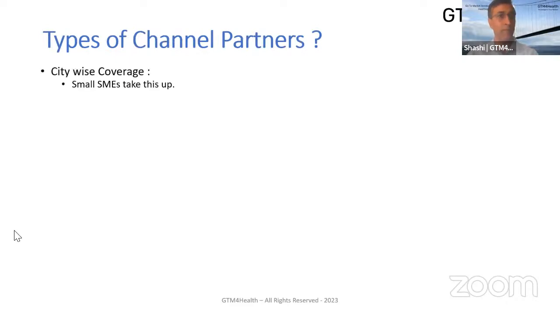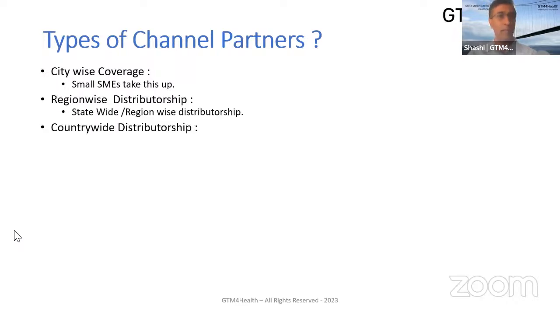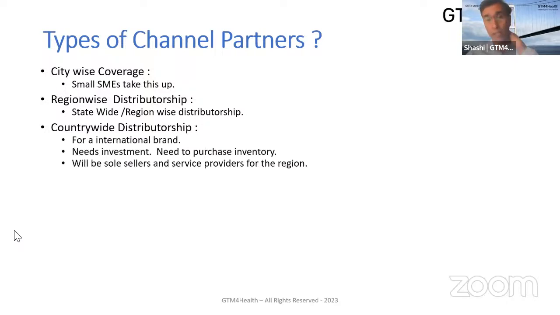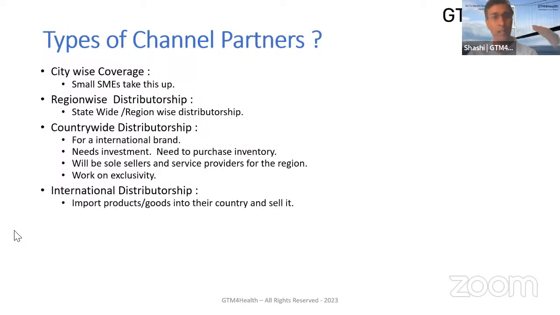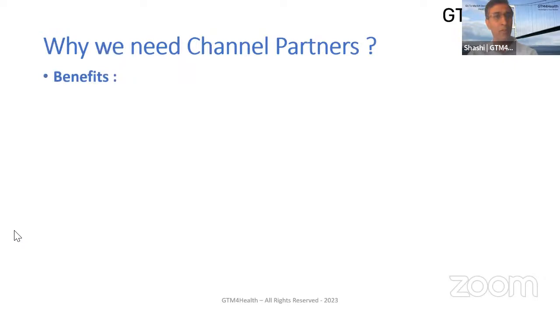Types of channel partners. There are some city-wise channel partners who are small, SMEs, they take it up. Some of them are statewide, very big. Some of them are countrywide. They won't even initially touch because they are only looking at very heavy kind of products, so it won't work actually. They need to look at inventory, exclusivity, international, but go in a very organic manner. That's what I would tell you. That helps you actually.